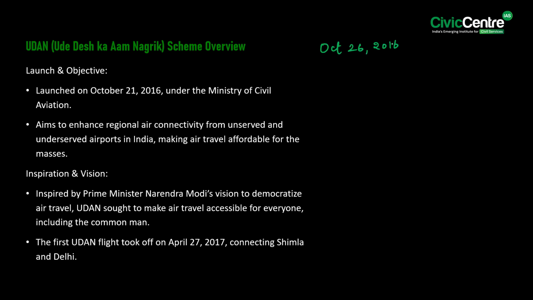Significantly, it aims to enhance the regional air connectivity from unserved and underserved airports in India, making air travel affordable for the masses. Know that it is inspired by Prime Minister Narendra Modi's vision to democratize air travel. UDAN sought to make air travel accessible to everyone, including the common man. So, the first UDAN flight took off on April 27 of 2017, connecting Shimla and Delhi.